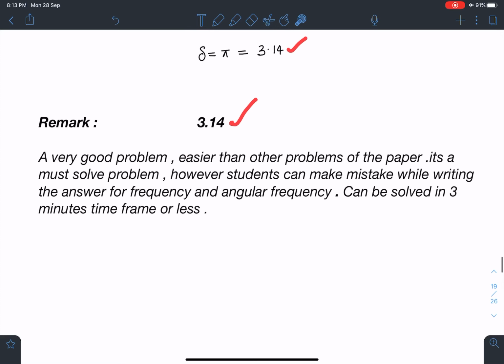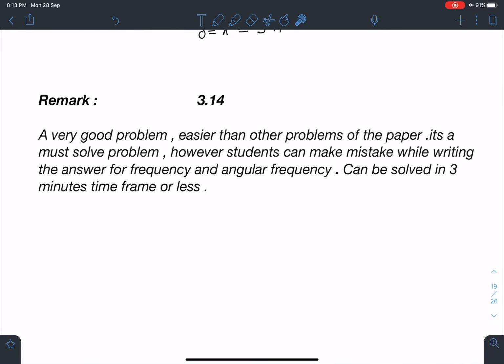It's a very good problem, easier than other problems of the paper. It is a must solve problem. However, students can make a mistake while writing the answer for frequency and angular frequency, and it can be solved within the 3 minutes time frame, or maybe less than that. So let me know in the comment section if you have made a mistake between frequency and angular frequency in your paper.